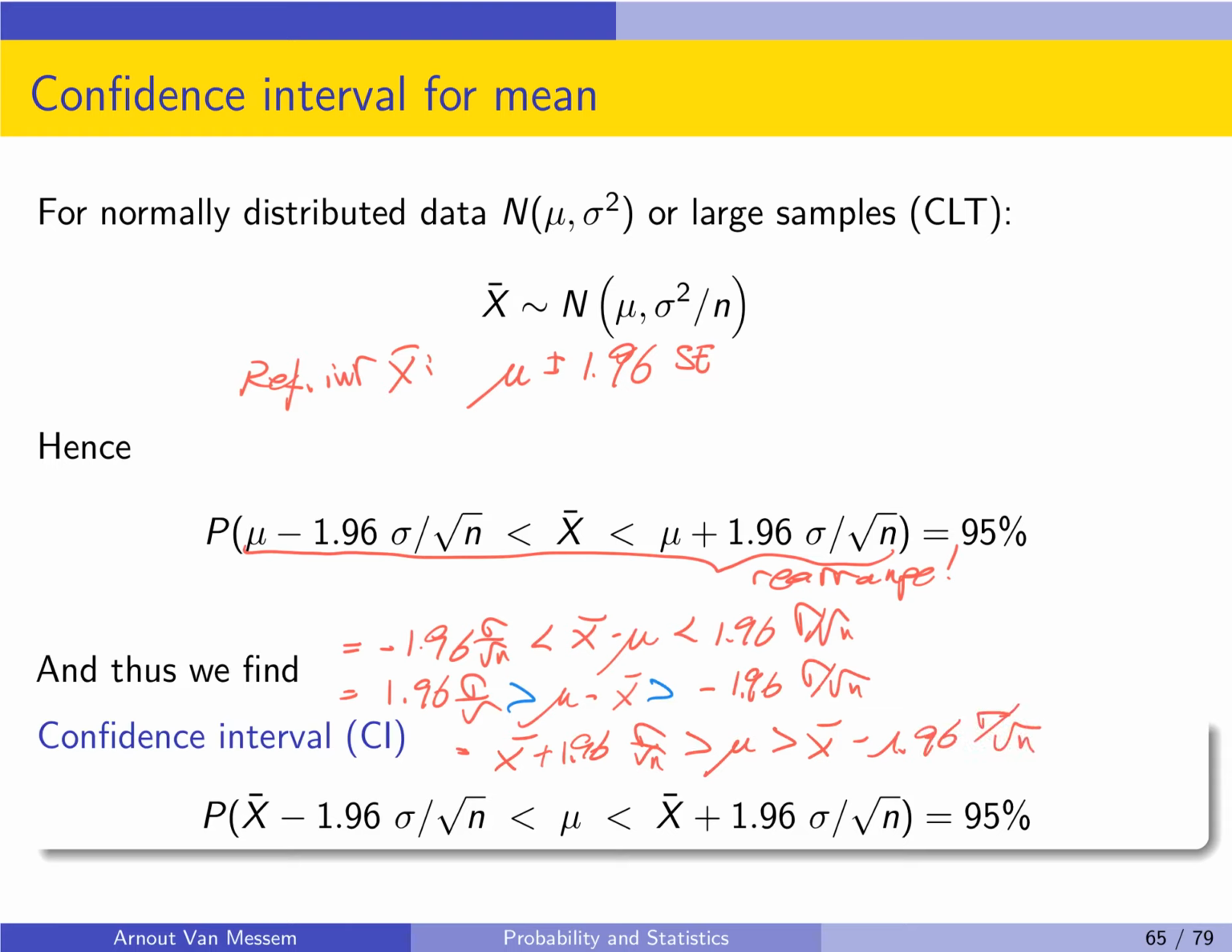And so you find an interval around mu, which corresponds to x bar plus or minus 1.96 times the standard error sigma over square root of n. And for this interval, we know that the probability is equal to 95% because we started from a 95% reference interval. So the probability that my true population mean lies in this interval is 95%, and this interval we call the 95% confidence interval for mu.